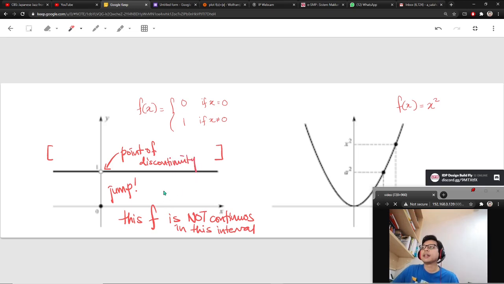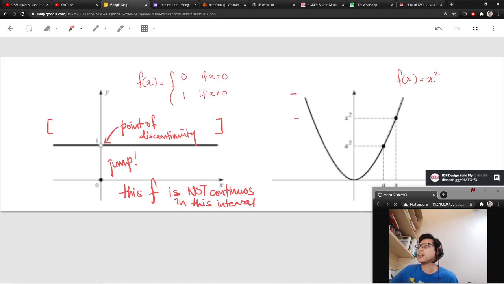Okay, now if we look at the right hand side, is it continuous in this interval from here to here? We see no jumps, no gaps, so that's a good thing. Is it continuous at A, for example?